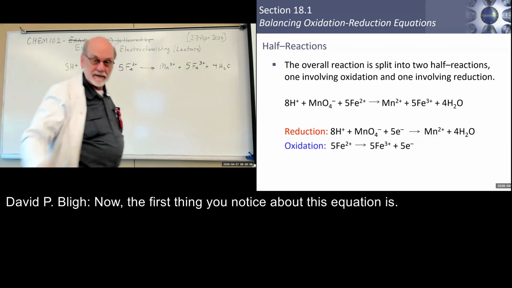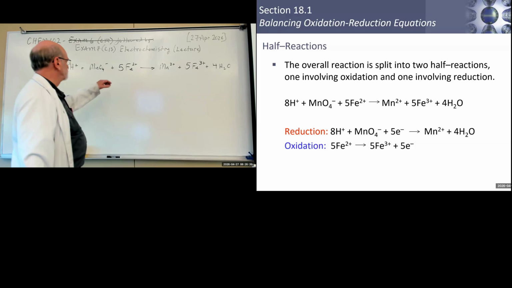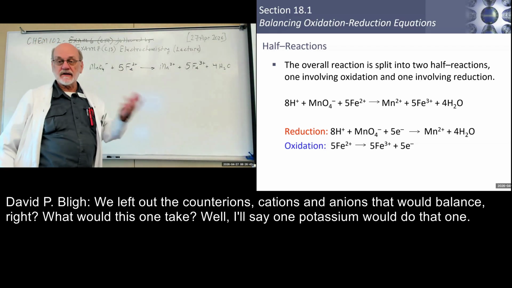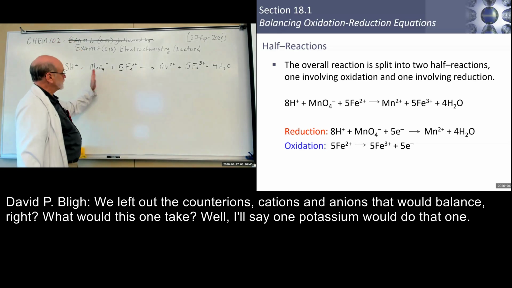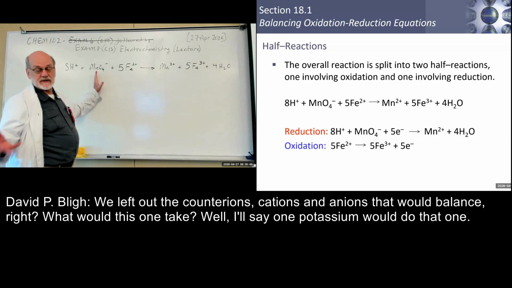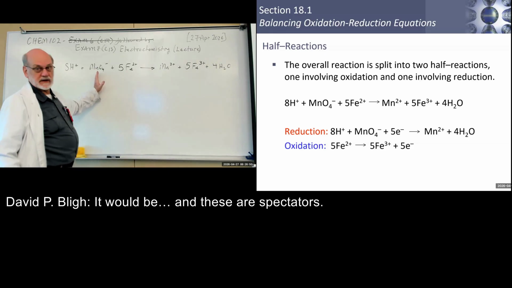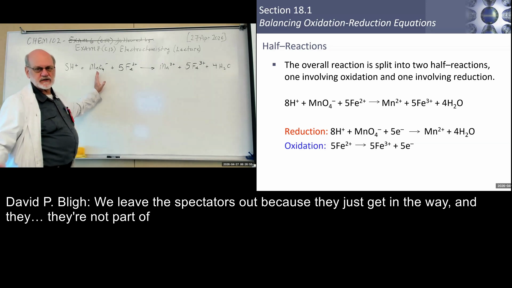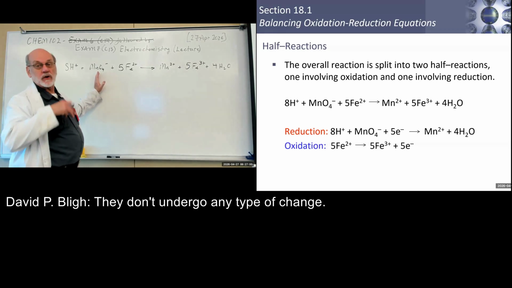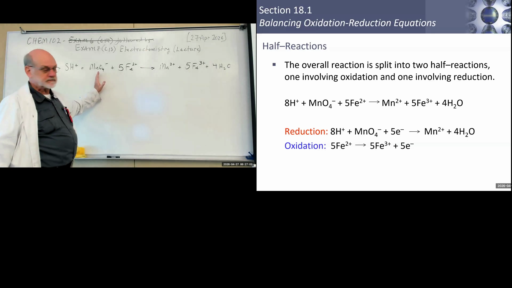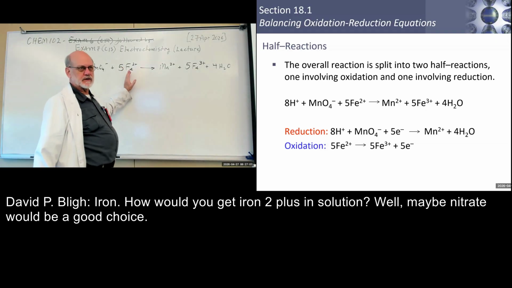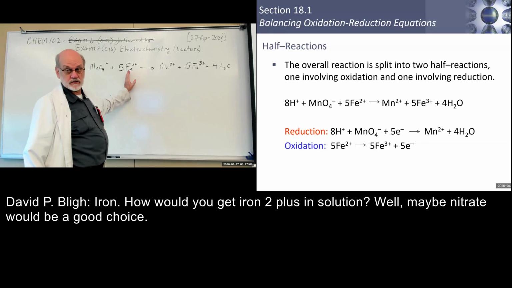Now, the first thing you notice about this equation is we left out the counter ions, cations and anions that would balance. What would this one take? Well, say 1 potassium would do that one. These are spectators. We leave the spectators out because they just get in the way, and they don't undergo any type of change. Iron 2+ in solution? Well, maybe nitrate would be a good choice.